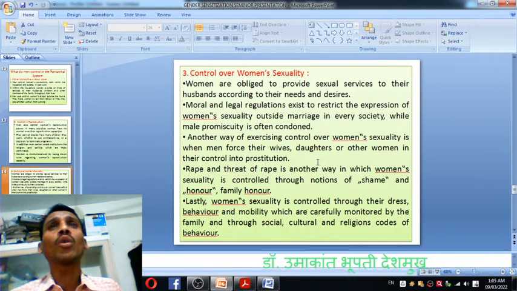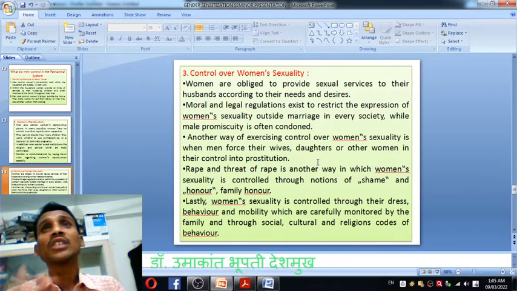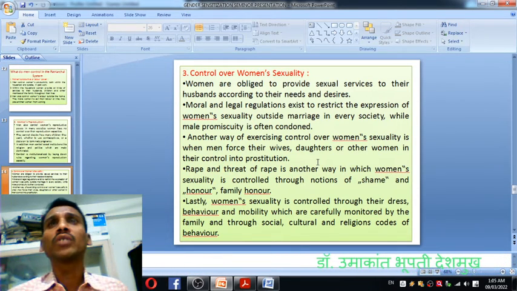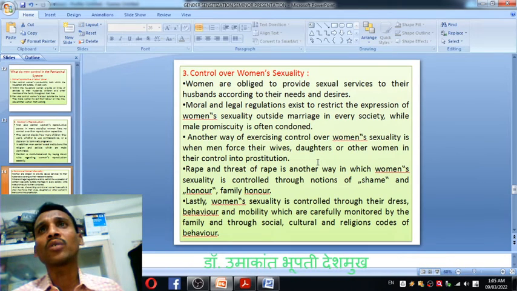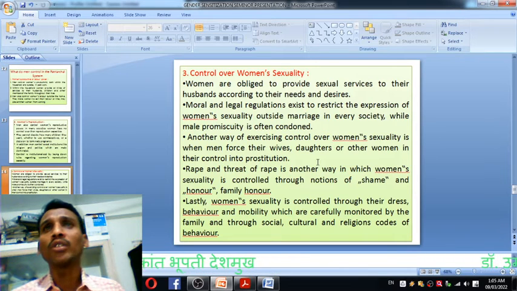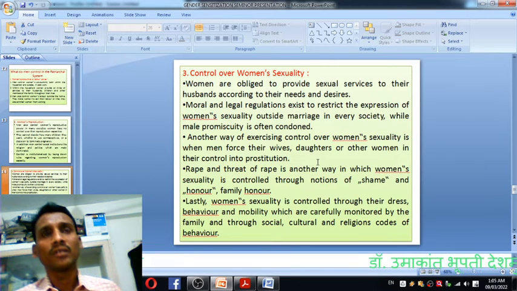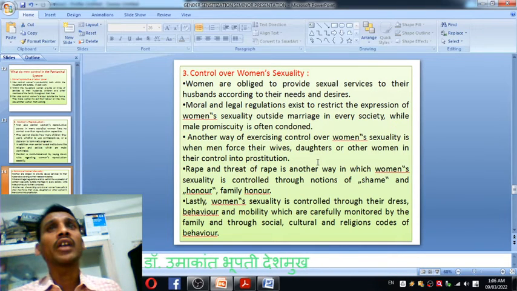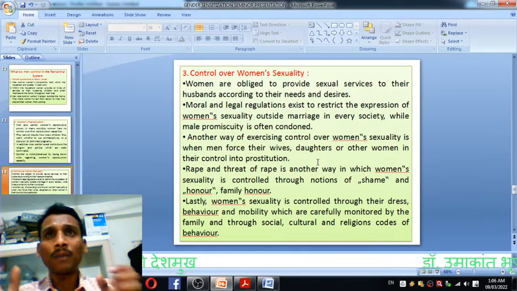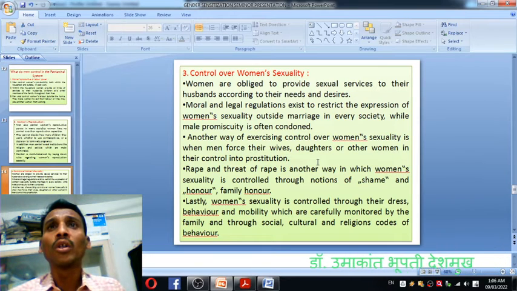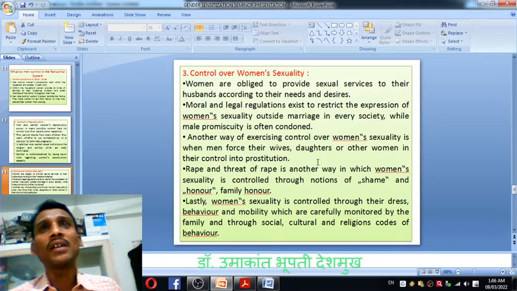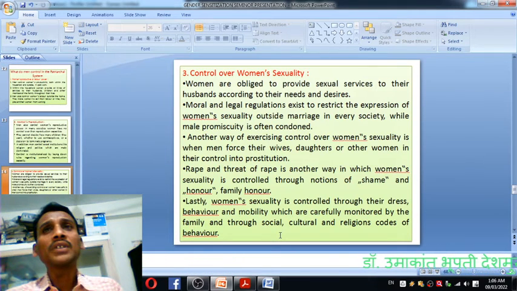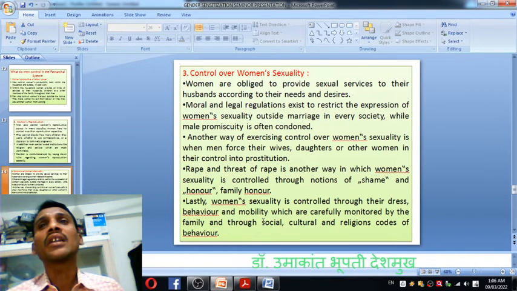Third is the control of men over women's sexuality. Men control women's sexuality. Women are obligated to provide sexual service to their husband according to his needs and desires. Moral and legal regulation exists in every society to restrict the expression of women's sexuality outside marriage, while mere promiscuity in men is often condemned. Another way of controlling women's sexuality is where men force their wives, daughters, or other women in their control into prostitution. Rape and the threat of rape is another way in which women's sexuality is controlled, through notions of shame and family honor. Lastly, women's sexuality is controlled through their dress, behavior and mobility, which are carefully monitored by the family and through social, cultural and religious codes of behavior.